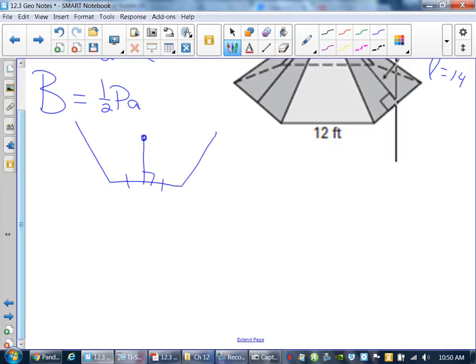Perpendicular bisector of the side, 12, 6, 6. Outside angle, take 360 divided by 6, gives you 60. It gives you 120 on the inside, leaves you another 60. 30, 60, 90, very good.